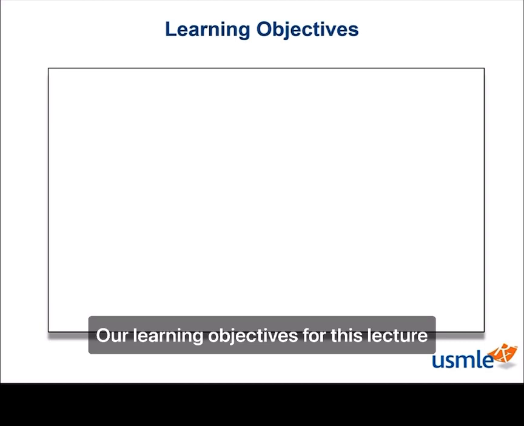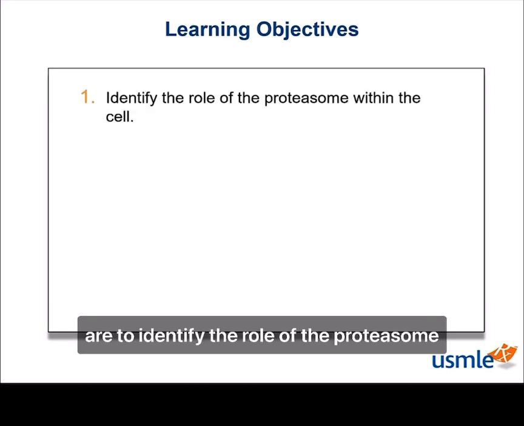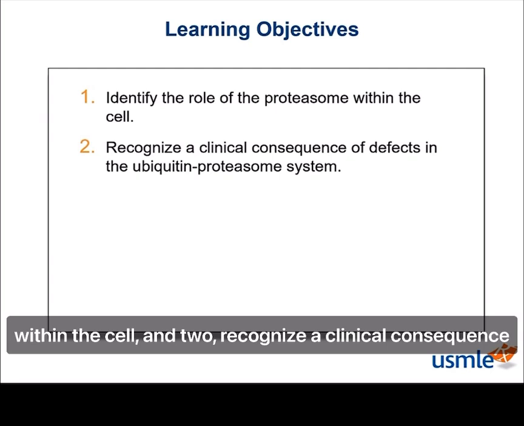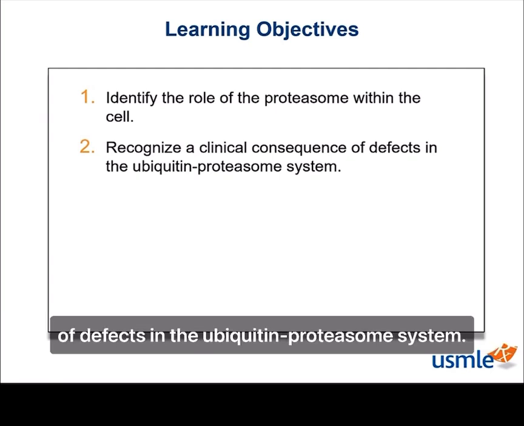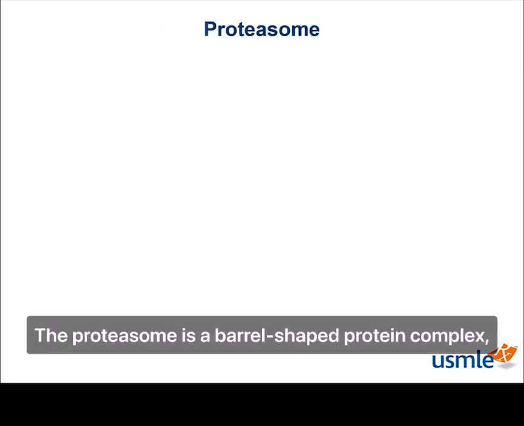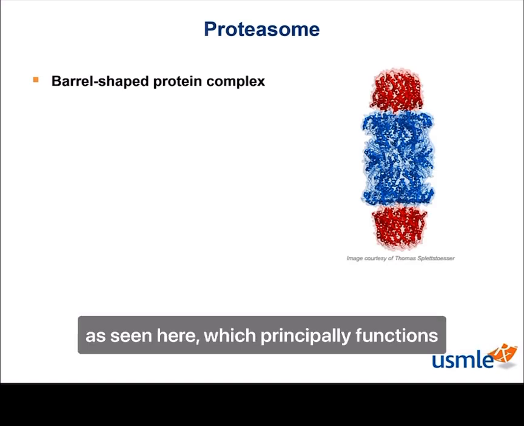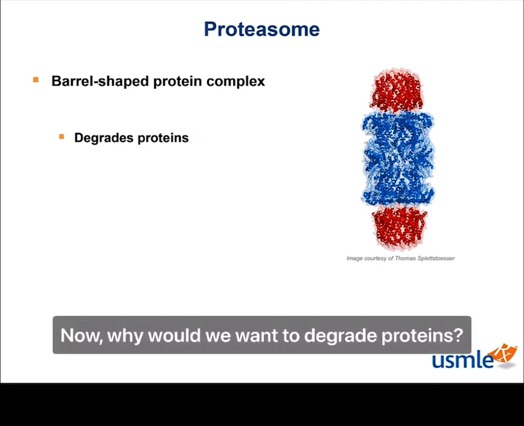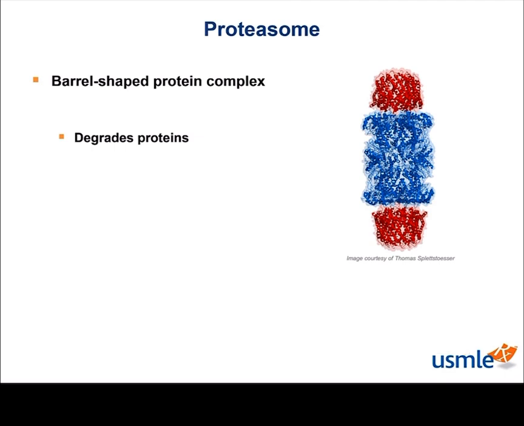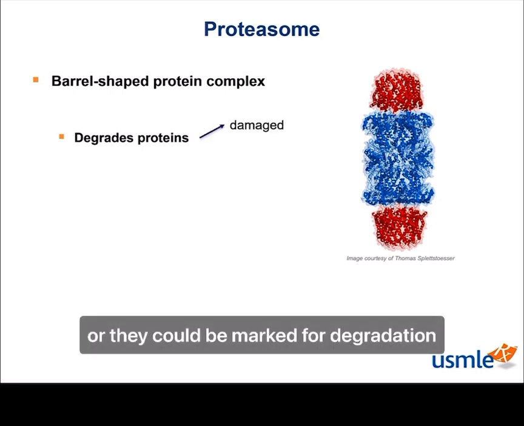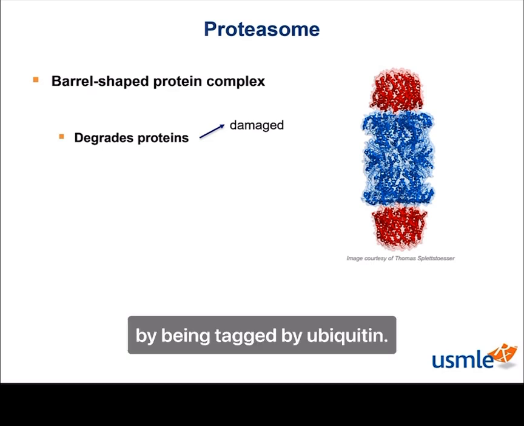Our learning objectives for this lecture are to identify the role of the proteasome within the cell, and to recognize a clinical consequence of defects in the ubiquitin proteasome system. The proteasome is a barrel-shaped protein complex, as seen here, which principally functions in the degradation of proteins. Now, why would we want to degrade proteins? Well, maybe they're damaged, or they could be marked for degradation by being tagged by ubiquitin.